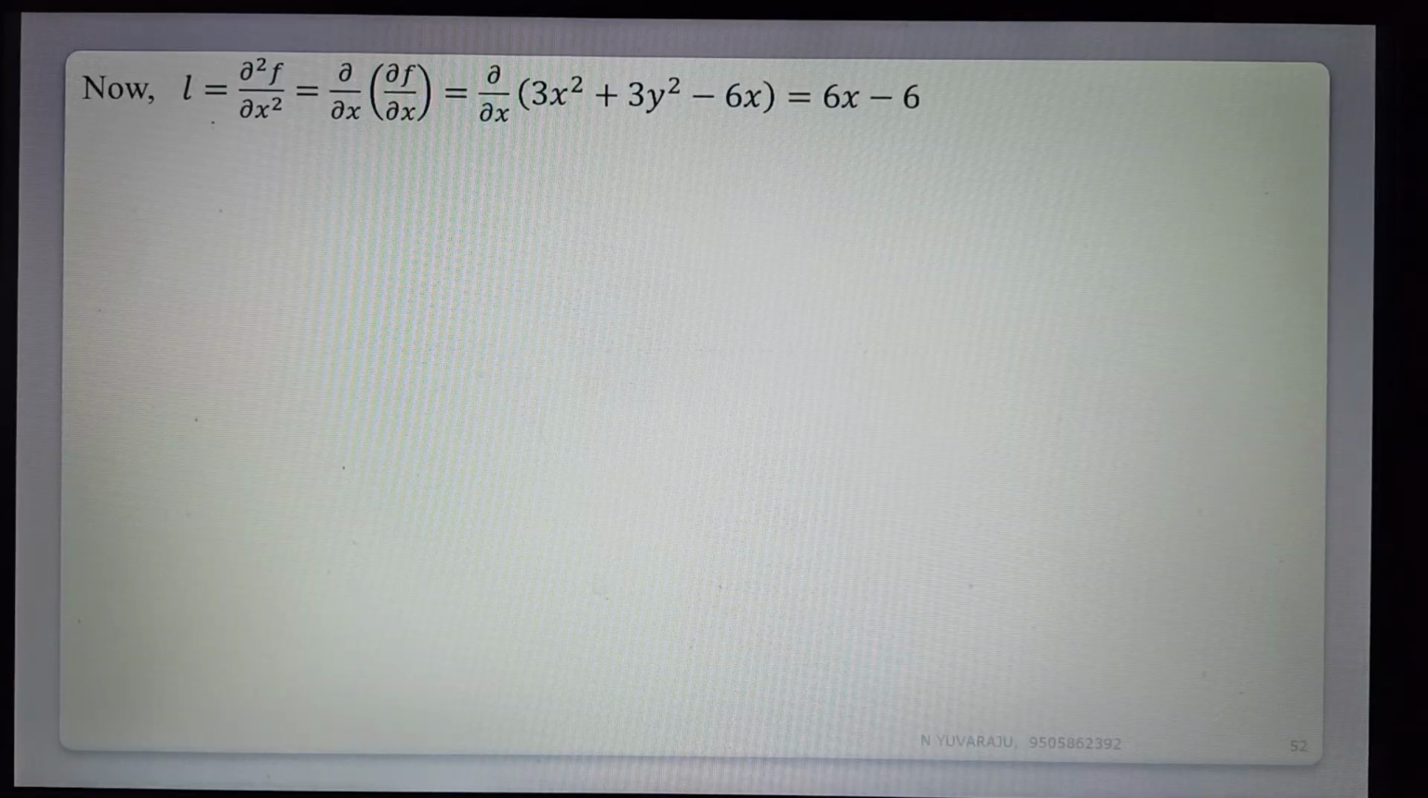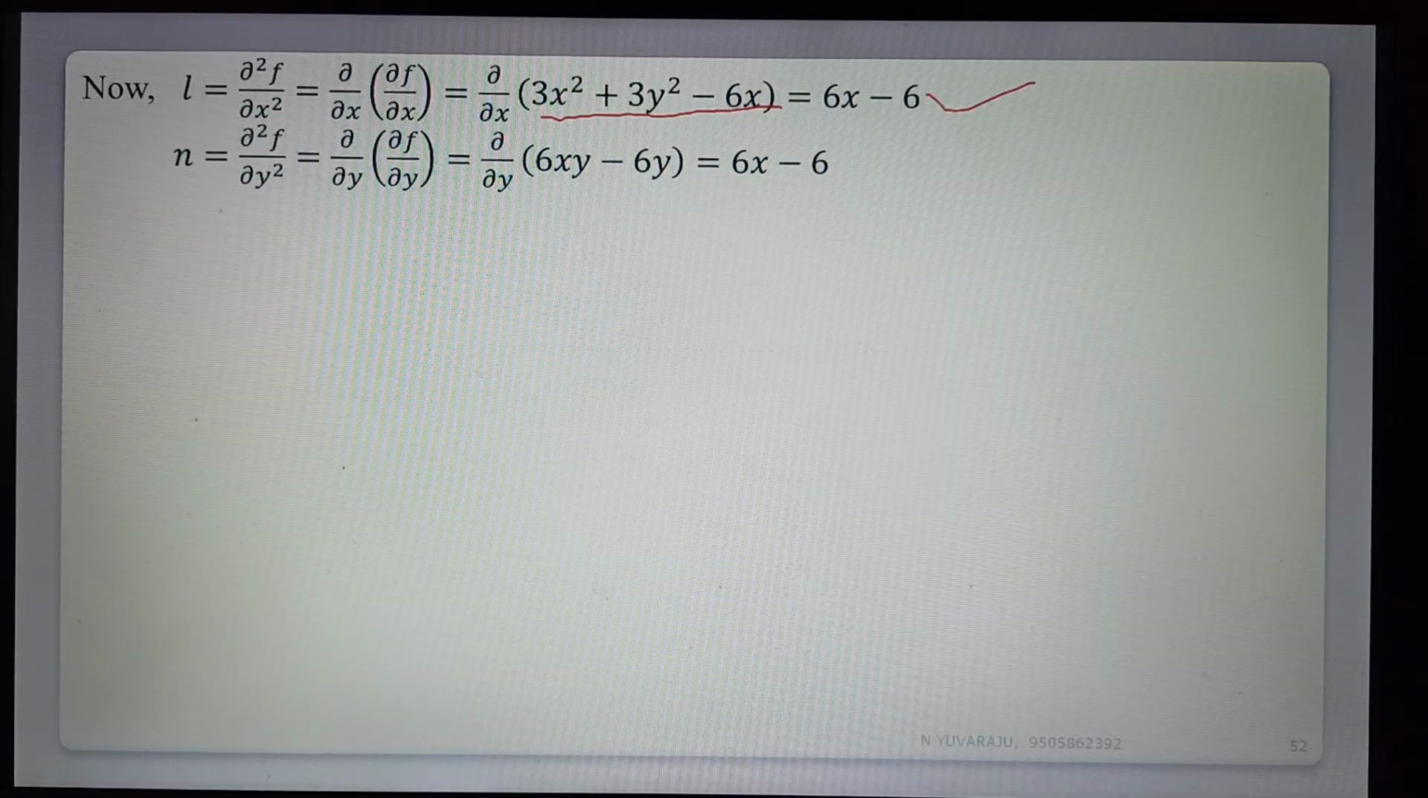So L is equal to ∂²f/∂x². So ∂/∂x of ∂f/∂x is equal to ∂/∂x of (3x² + 3y² - 6x), which is equal to 6x - 6. Next, N is equal to ∂²f/∂y², which is ∂/∂y of ∂f/∂y. ∂/∂y of (6x - 6y) is equal to 6x - 6.